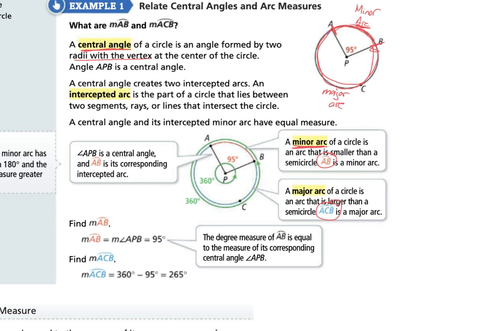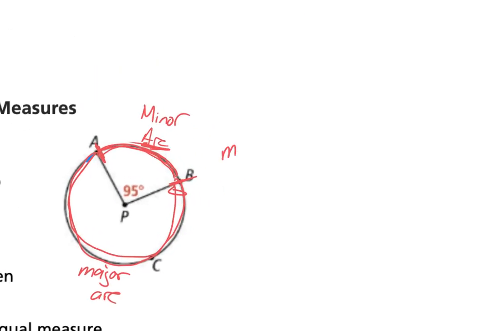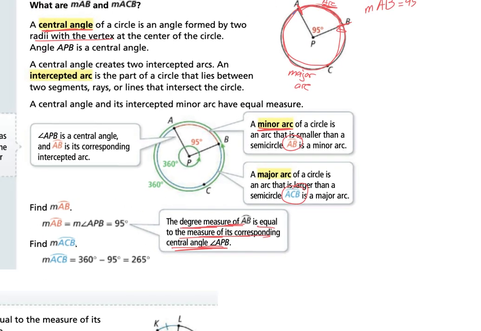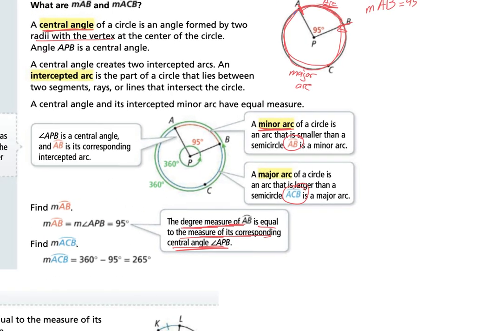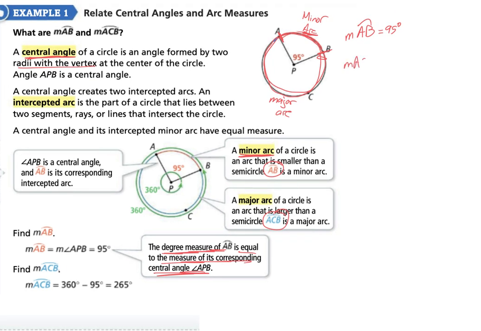The degree measure of an arc is equal to the measure of its corresponding central angle. So if I asked you for the degree measure of arc AB, that's 95 degrees. The length of AB is a little bit different, but that measure is the same as the interior angle. And the measure of arc ACB will be 360 minus 95, so that's 265 degrees.